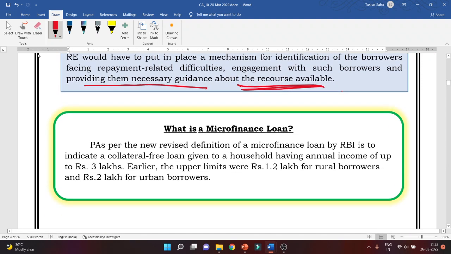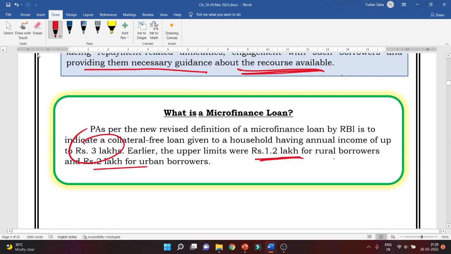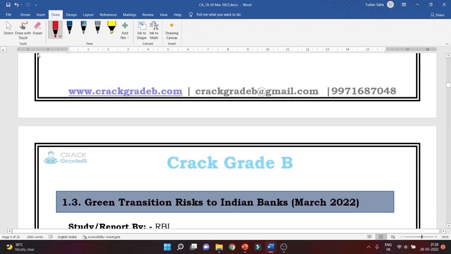Now, what is a microfinance loan? This is very important. A collateral free loan given to a household having annual income up to 3 lakh rupees will be known as a microfinance loan. Earlier, the upper limit was 1.2 lakh for rural borrowers and 2 lakh for urban borrowers. Now, this has been increased to rupees 3 lakhs for the entire country. So, I hope this is clear.